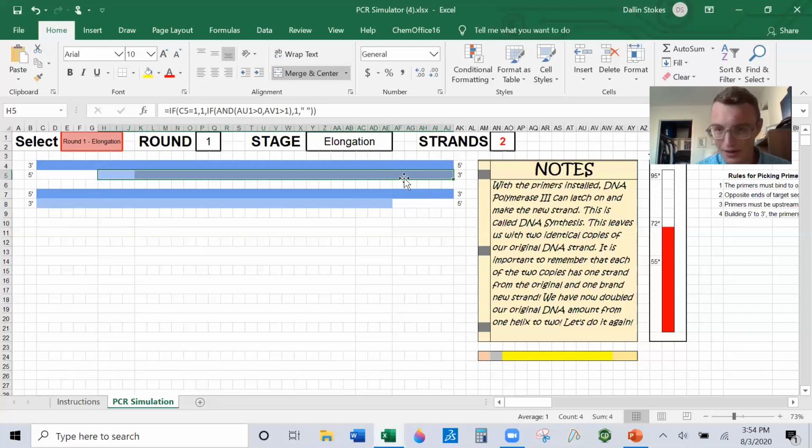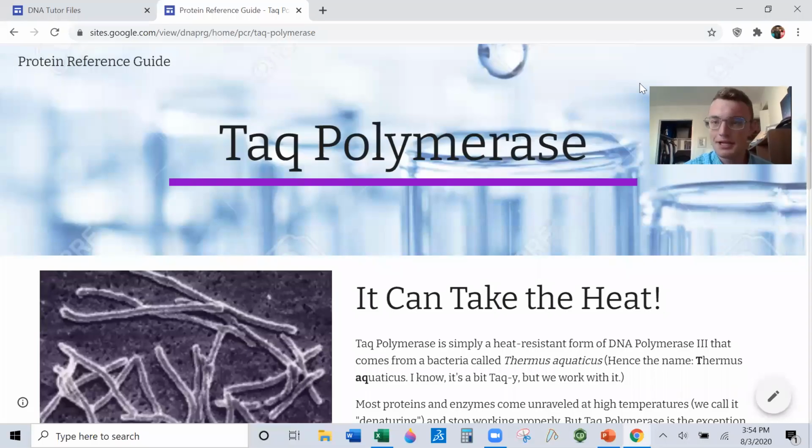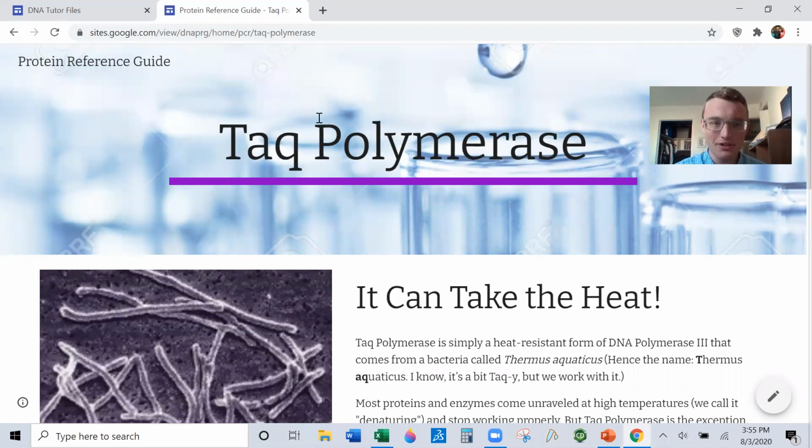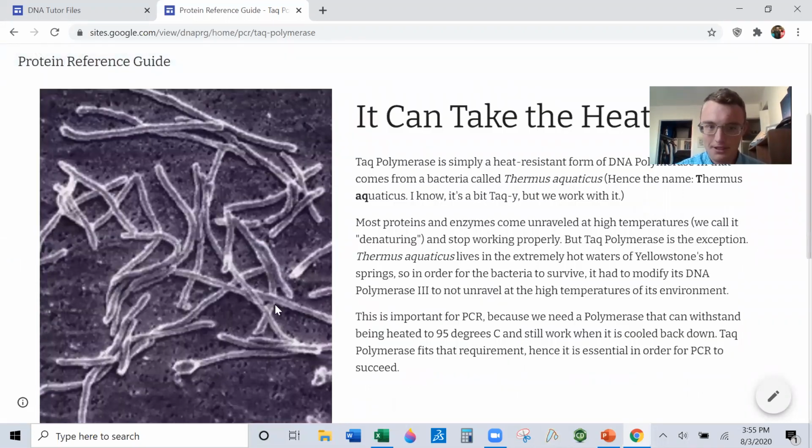We use a special one, and let me pull up some pictures of it quick here. Give me a sec. Okay, here we go. So this particular DNA polymerase 3 is called Taq polymerase, T-A-Q polymerase, and we pronounce it "tack," like tacky. The reason it's called Taq polymerase is we took it from this bacteria.